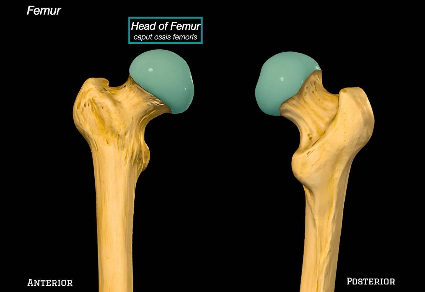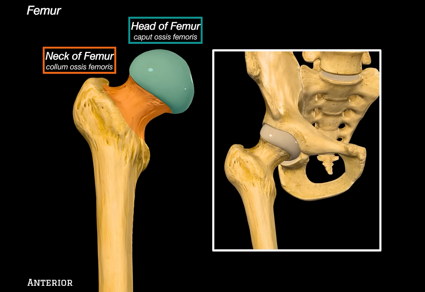The first structure we see is the head of the femur. It's this smooth, rounded part that forms part of the hip joint. Just beneath that, narrowing off, is the neck of the femur. And this is a really important region because this is where a lot of hip fractures in older adults tend to happen. Let's now add the femur back into the pelvis and see this in context.